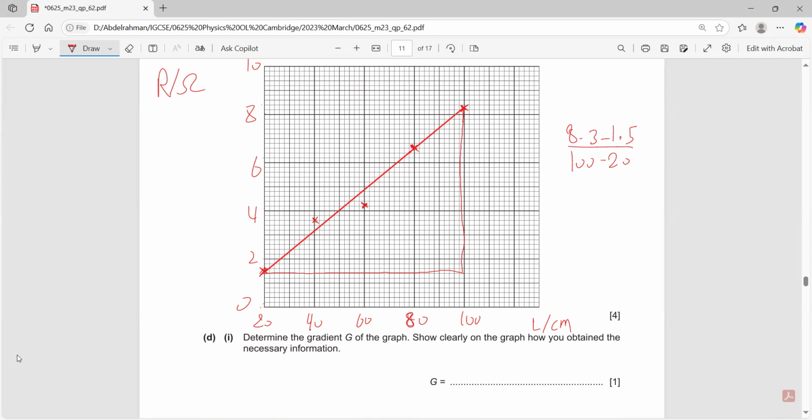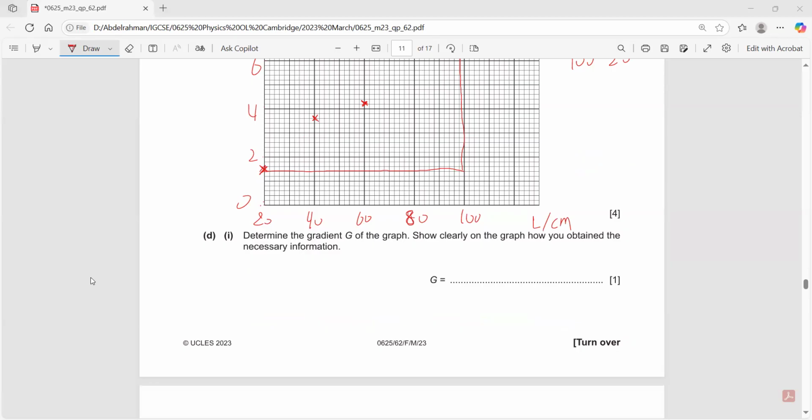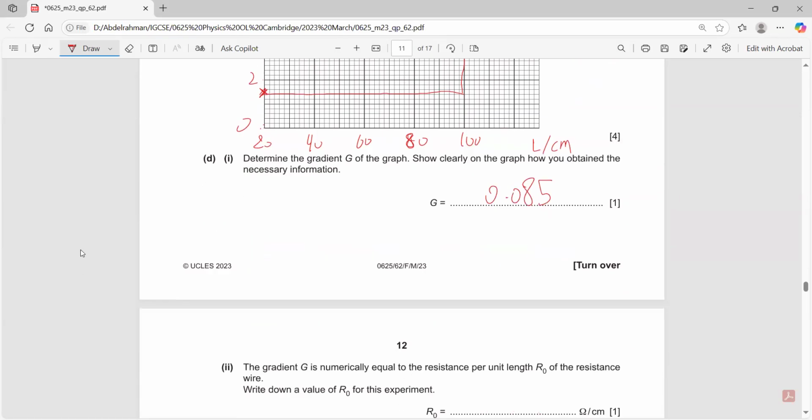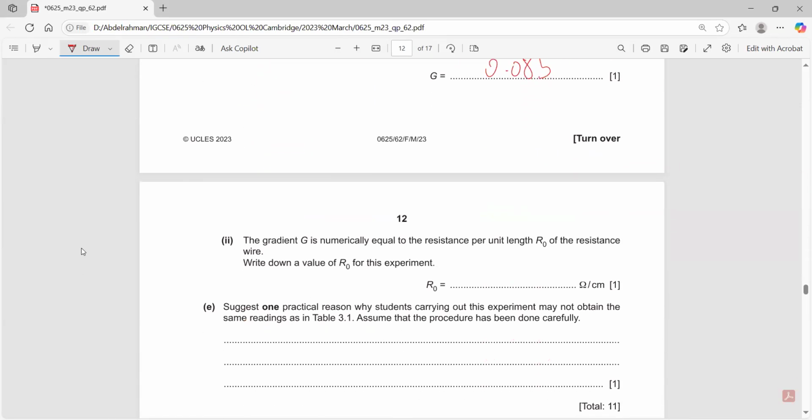This is a gradient of what? 6.8 over 80, which is 0.085. The gradient is numerically equal to the resistance per unit length. Write down a value for this experiment. So basically you have to write down the same number, 0.085 ohms per centimeter. And that's it.